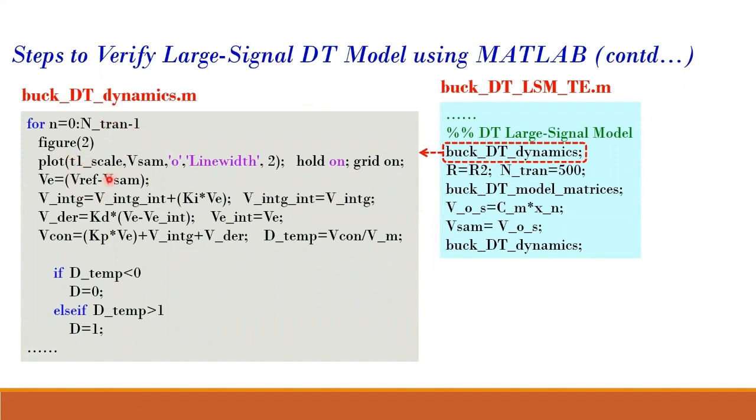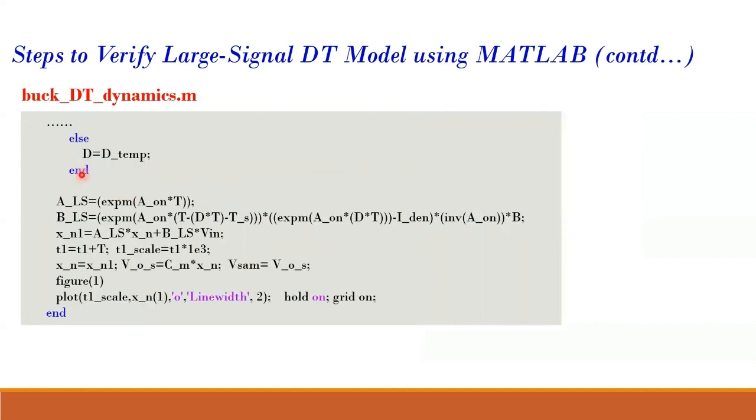How I will get the error voltage, then it passes to my PID: integral, derivative, and proportional value. Then how this duty ratio changes, and the duty ratio cannot be less than 0, it cannot be greater than 1. All these I will consider. Then I will use that for my large signal model.